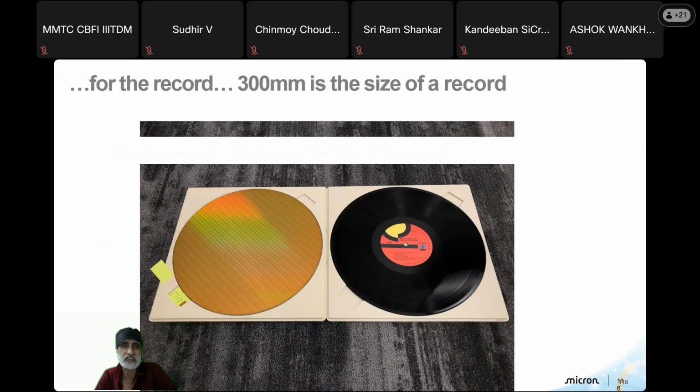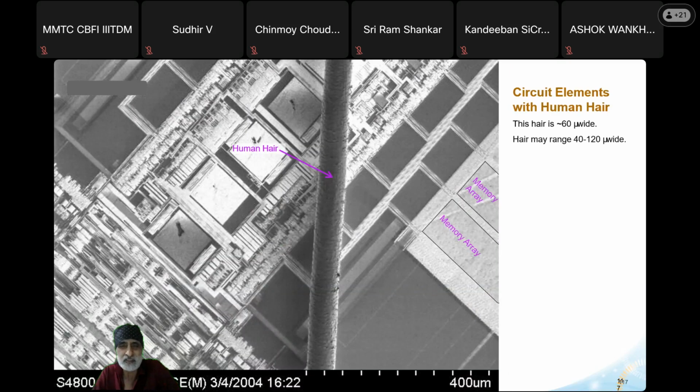This is the 300 size wafer. In our school days we used to play LP records, which we call long play, and they are almost the same size. That is why I have put it here. This is the picture of Micron. Micron is a leading American company making memory, with around 35% share of the memory business. The memory used in pen drives is basically NAND flash, and it's made by this company.